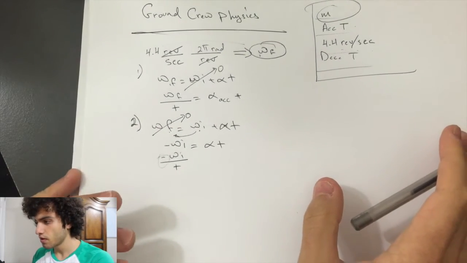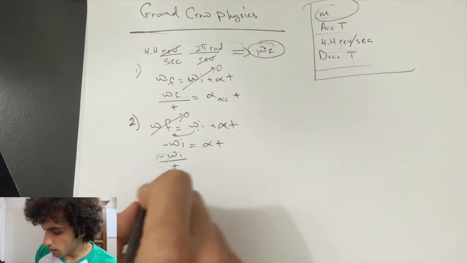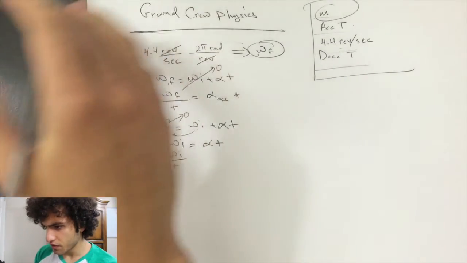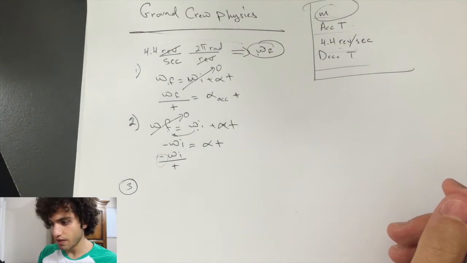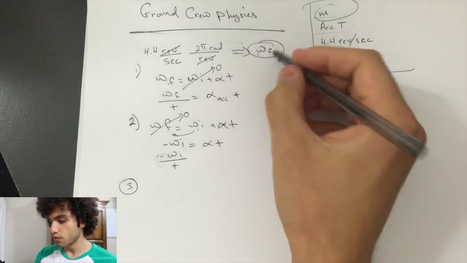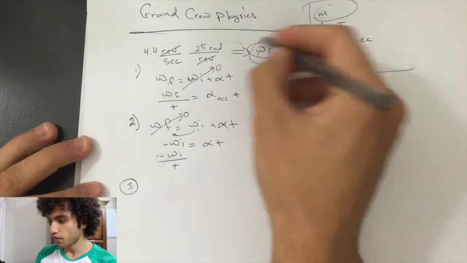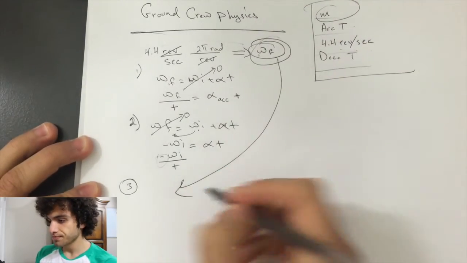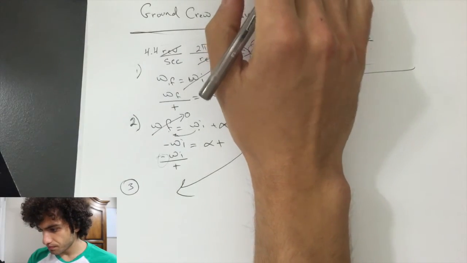I know. Cool. Let's go to number 3. They're asking what's the maximum angular speed reached by the flywheel. Well, we got that in the first question, right? That's what we got in here. So this question is done. And then the last one.